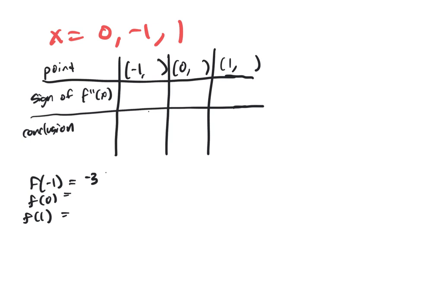So I'm going to plug negative 1 in here, negative 3 times negative 1 to the fifth plus 5 times negative 1 to the third equals negative 2. Okay, I'm going to go ahead and give you the values here. This is 0. This is 2. So we have all our points. Let me clean this up here just a little bit to give us some more space.